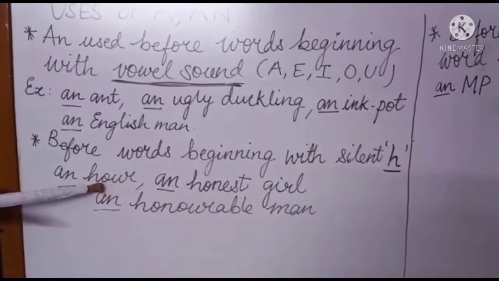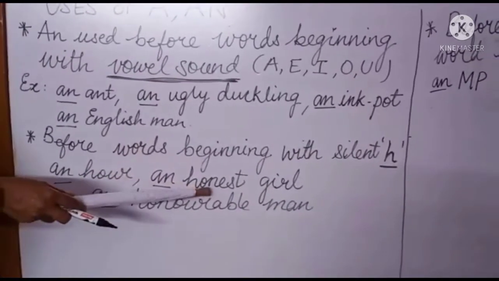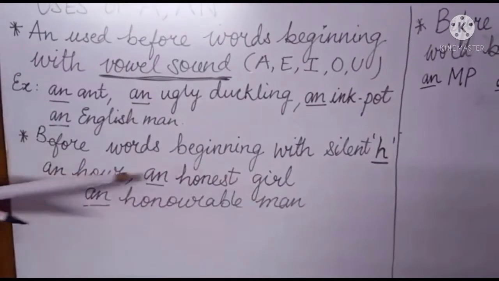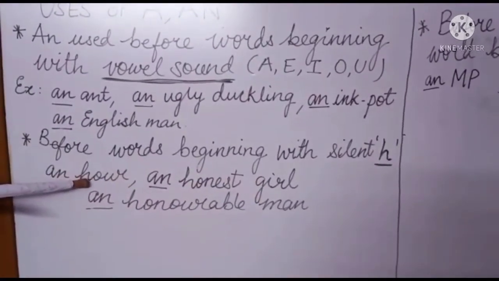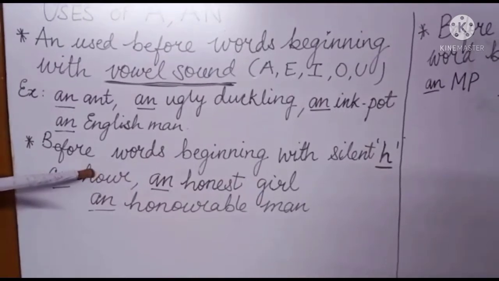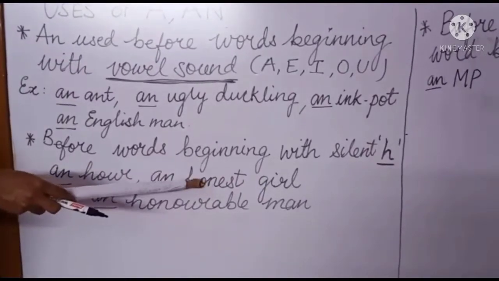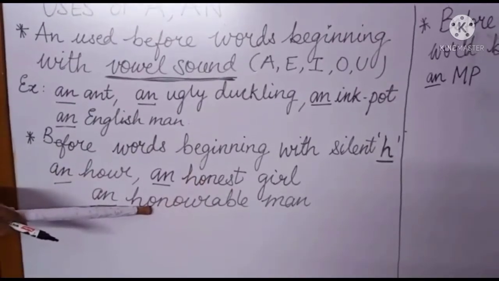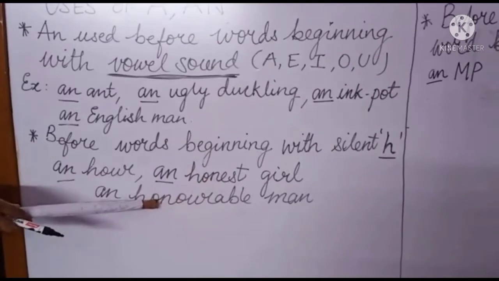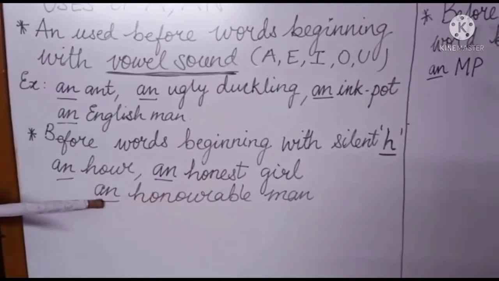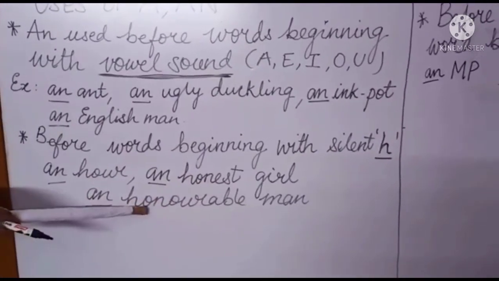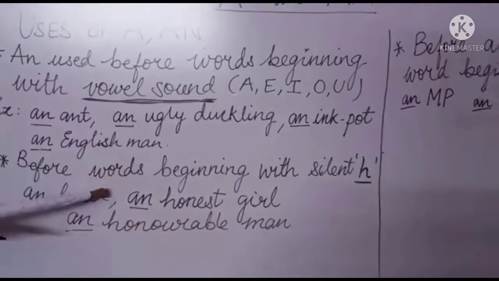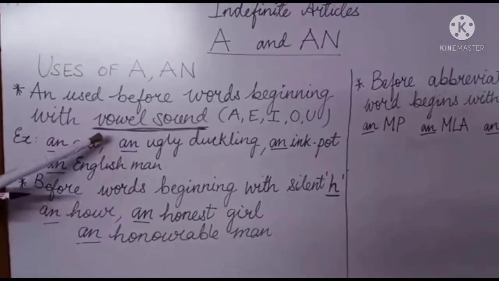Words like an hour, an honest girl, an honorable man. So you don't pronounce it as "hour" with an H. The H is silent. In "honest," the H is silent. Don't say "honest" with an H. Same thing with "honorable." That's why we are using "an," as there is a vowel sound. Yes, children, you understood the second use of "an."